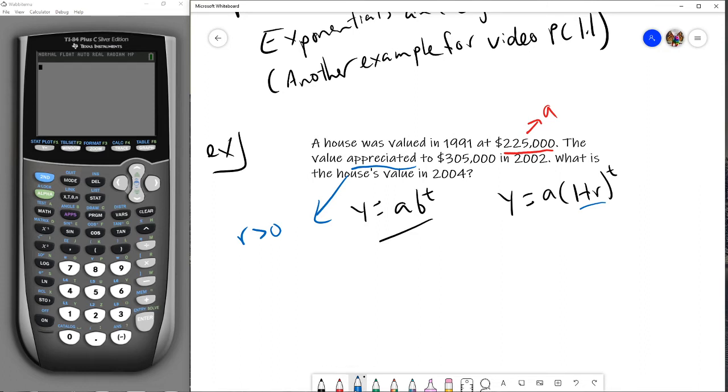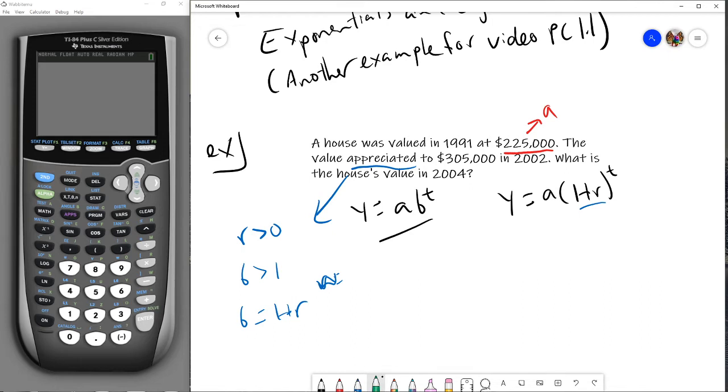Or if we want to think in terms of b, b should be greater than 1, because if it was equal to 1, then r would have to be 0 here. But since r is positive, that tells us that b would have to be greater than 1, since recall b is equal to 1 plus r. So that's where this is coming from.